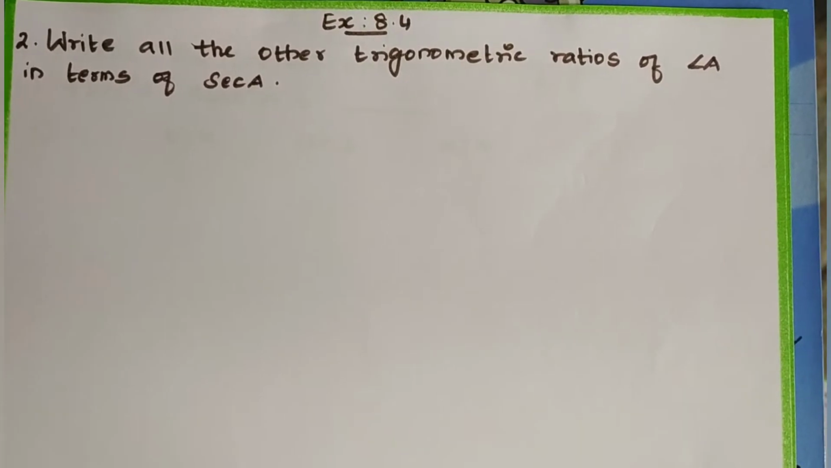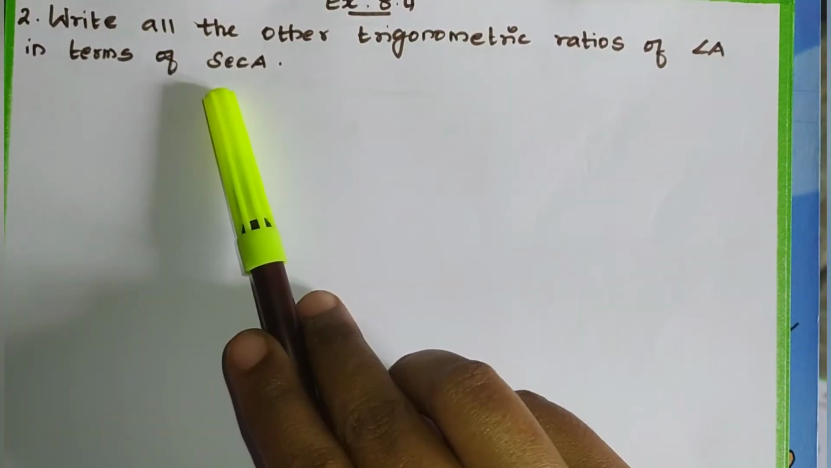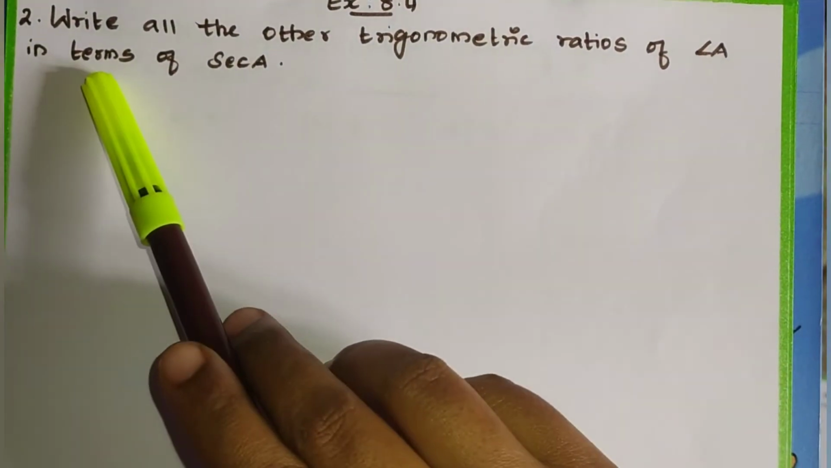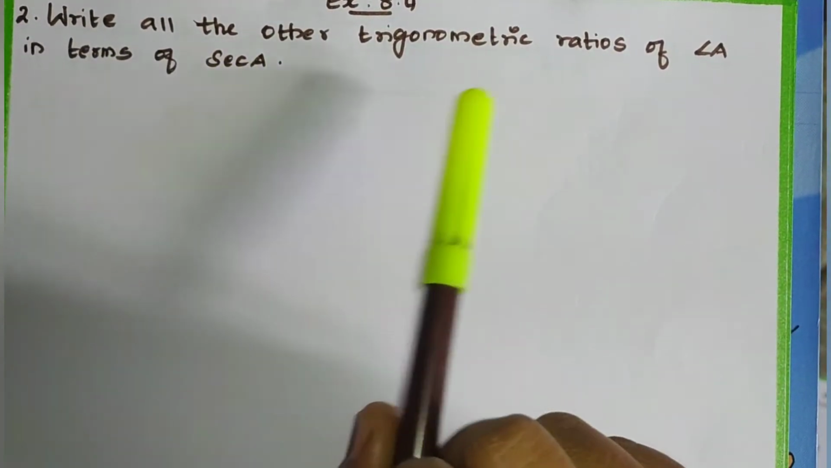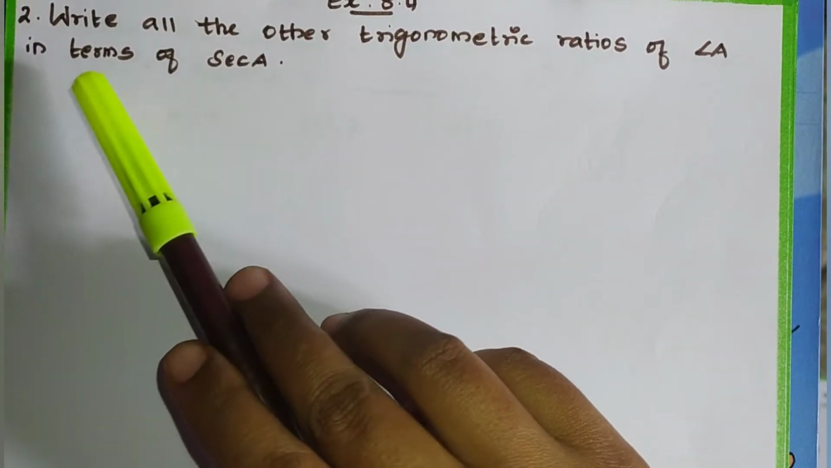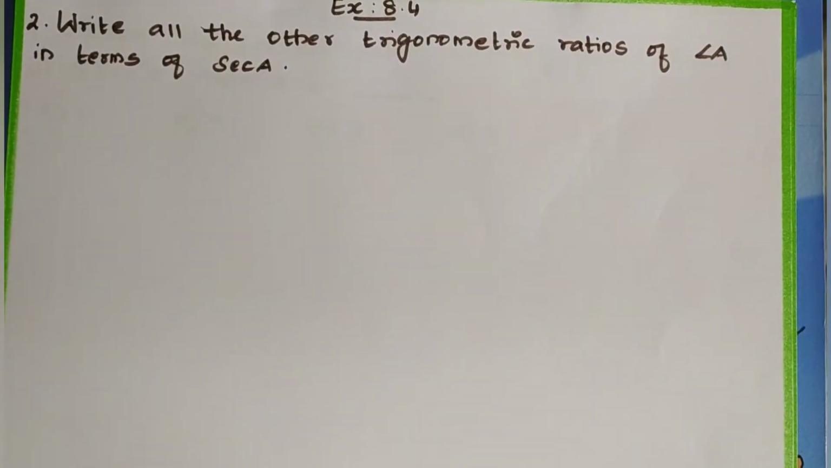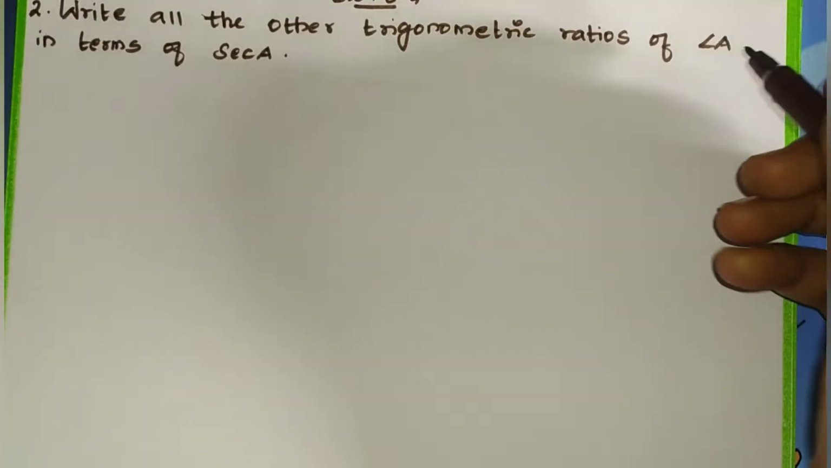Namaste children. In this video we are going to see exercise 8.4 second and third problem. Second problem, write all the trigonometric ratios of angle A in terms of secant A. You have to change all other trigonometric ratios.